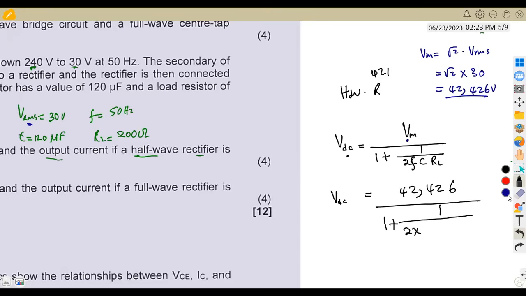Our frequency is given as 50 hertz, times the capacitance. Here, our capacitance is 120 microfarad, which is 120 times 10 to the exponent of -6, times RL. Our RL here is 200 ohms, so we multiply by 200 ohms. This is a single part divided from the 400 divided by this, which means we are going to have our VDC as 29,948 volts. All right, so this is how we can have our output voltage.